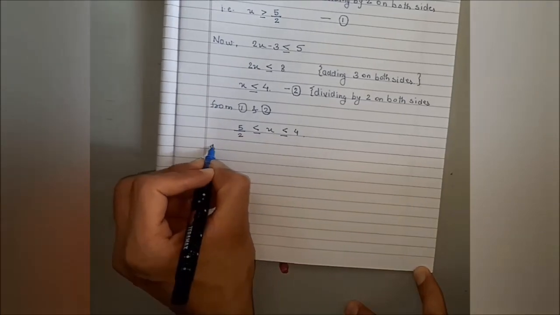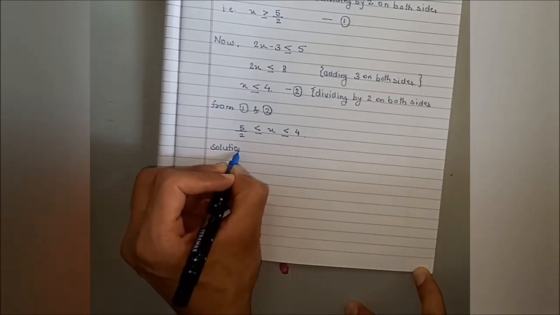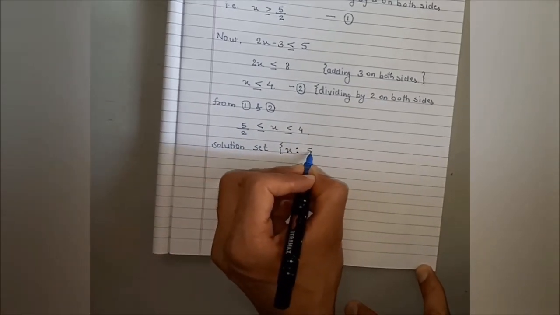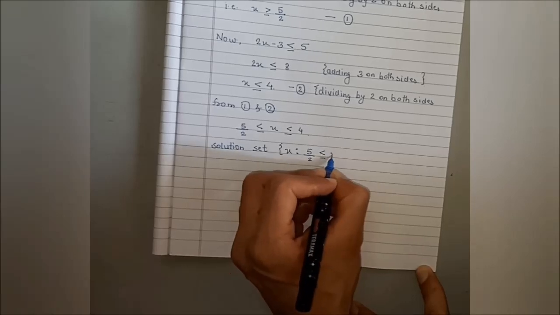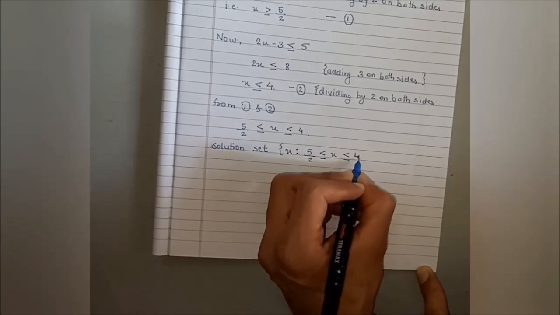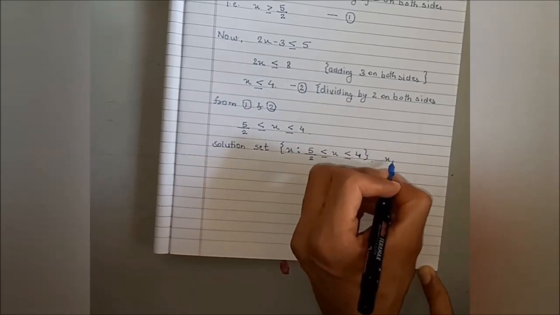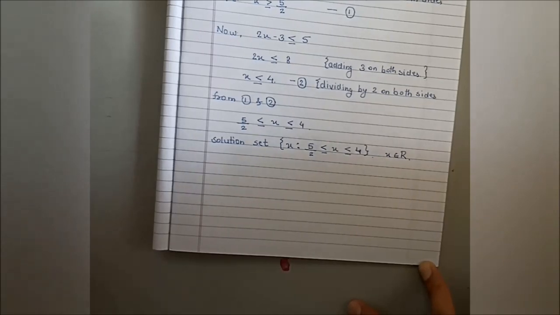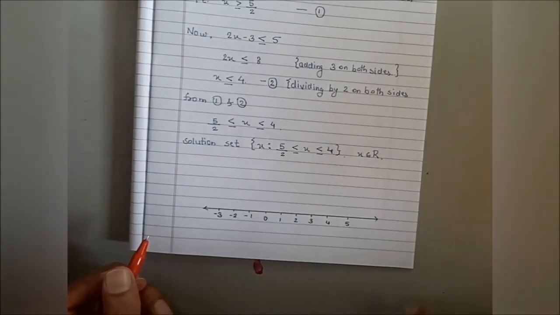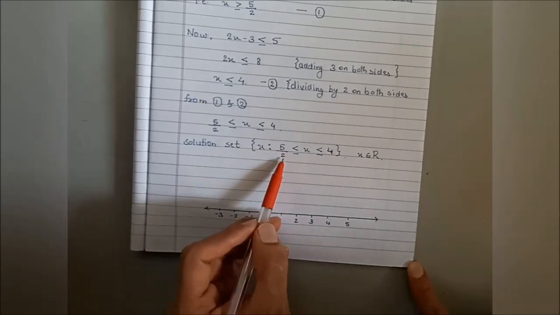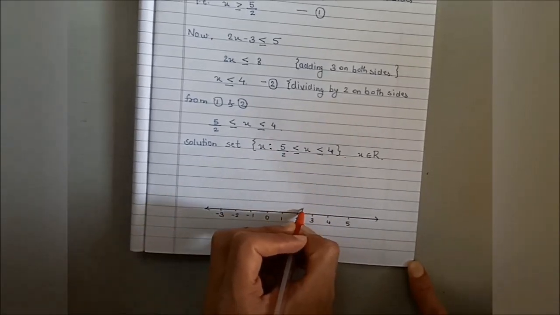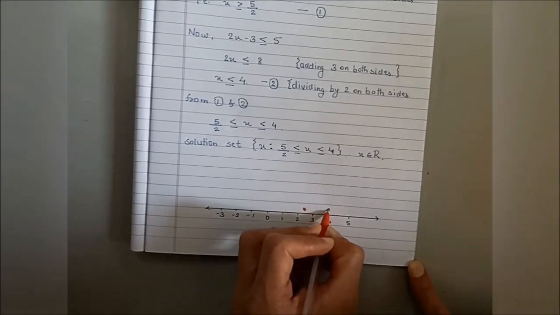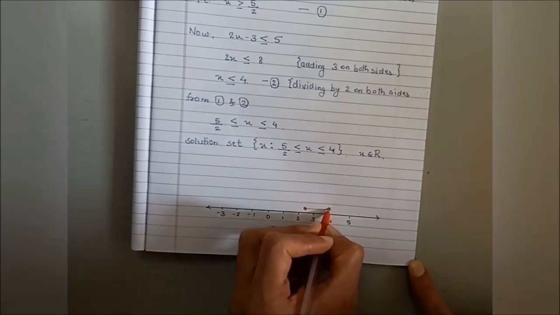So solution set can be written as x such that 5 upon 2 is less than or equal to x, and it is less than or equal to 4, where x belongs to R, rational numbers. In this case the value of x will be between 5 upon 2 and 4. 5 upon 2 will be 2.5 and it will go up to 4. So this is my graph for the equation.